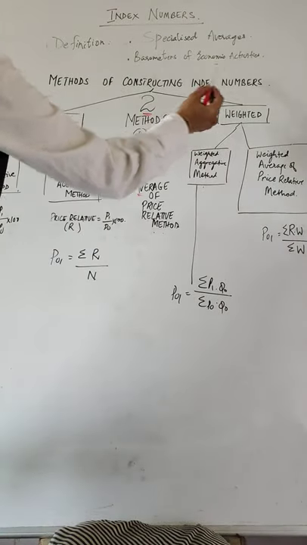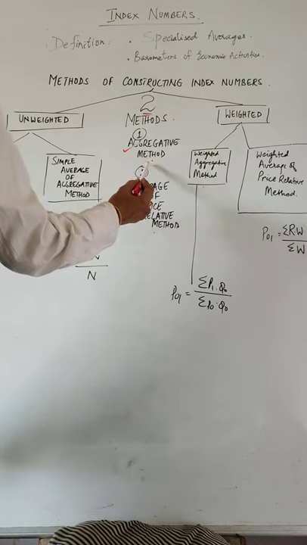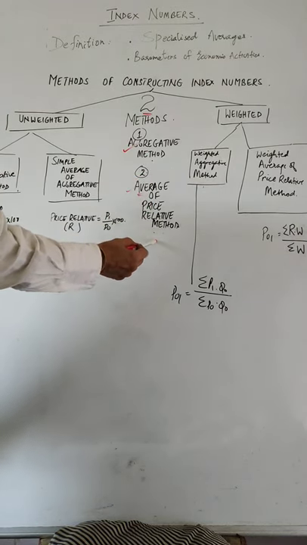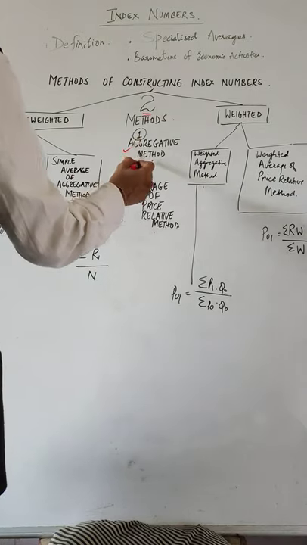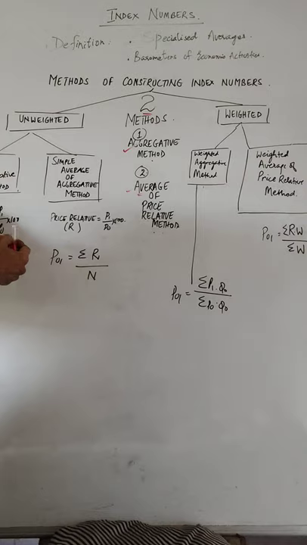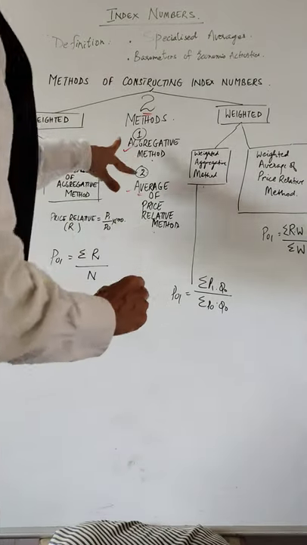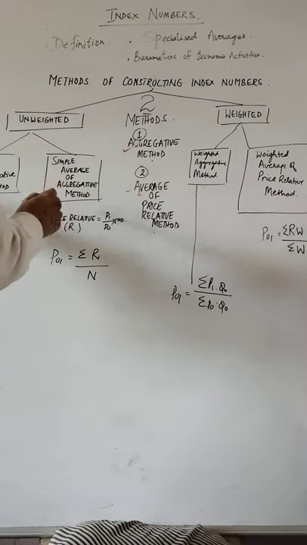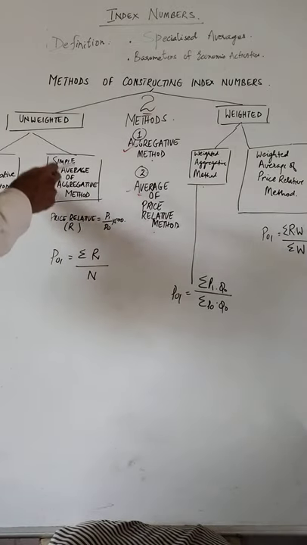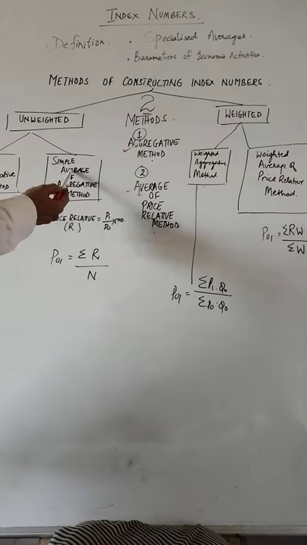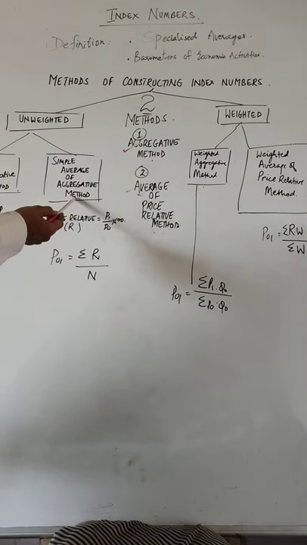Methods of constructing index numbers: there are two methods. One is the aggregative method and the second is the average of price relative method. Now these two methods, we are going to put under unweighted and weighted. There are only two methods. These two methods can be used under the unweighted method, and then we just call them the simple aggregative method and the simple average of price relative method.